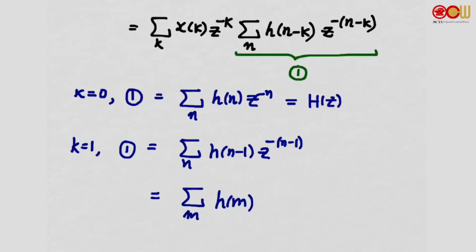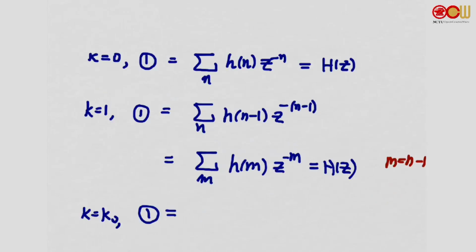Let's make a change of variable here. m is equal to n minus 1. Then we can sum over m, and we have h[m] and z^(-m). And we sum over n from minus infinity to infinity. m would also be from minus infinity to infinity. And then we see that this gives us H(z) again.